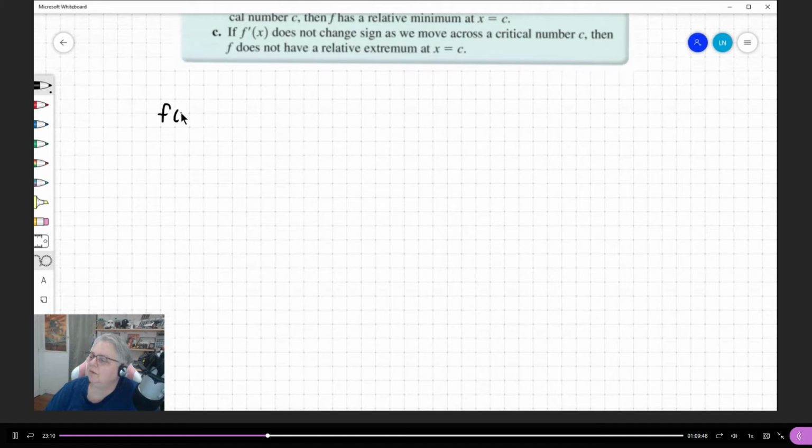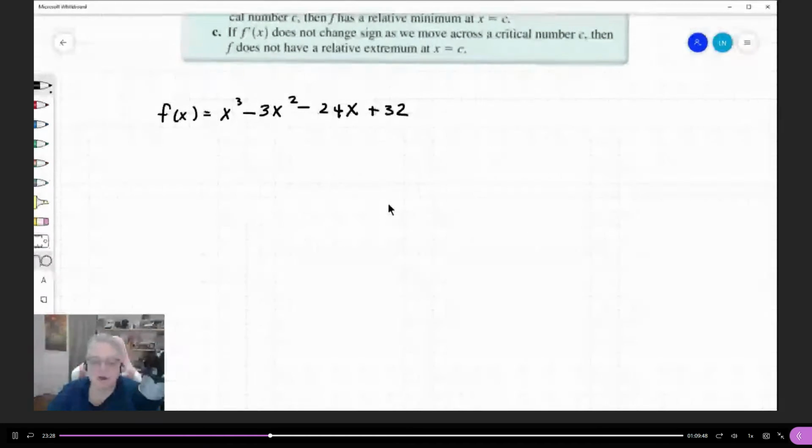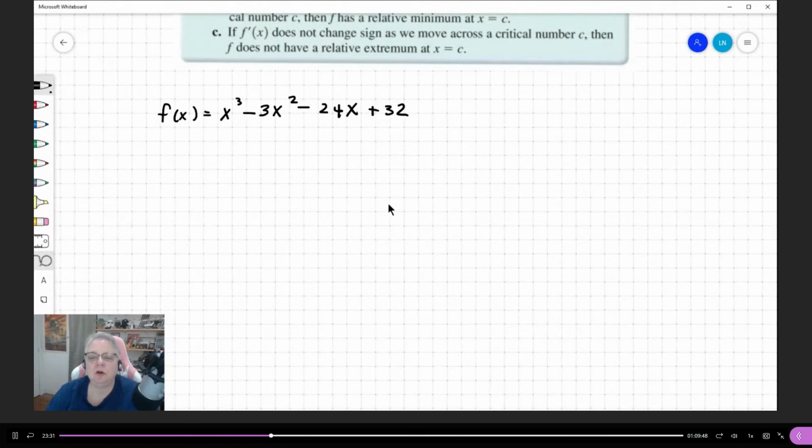Let's take a look at this. So f of x equals x to the third minus 3x squared minus 24x plus 32. All right, so the polynomial, we'll take a look at what it looks like in a couple minutes. But I want to determine where the function is increasing and decreasing. And then we're going to use that information to determine for the critical values that we find where we have a maximum or a minimum point. Okay, so we take the first derivative.